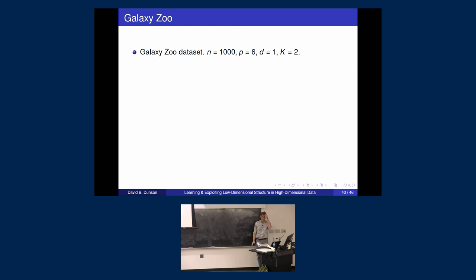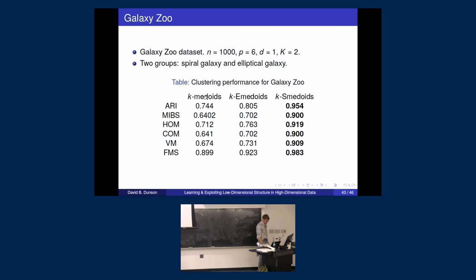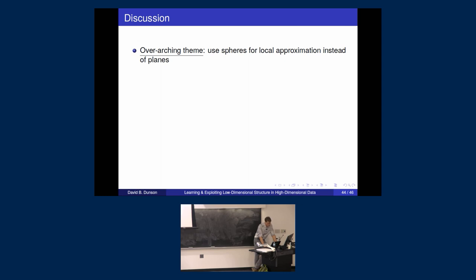We also looked at galaxy data, classifying galaxies based on their shape. We have spiral galaxies and elliptical galaxies. Again we looked at clustering performance, and again we got massively better performance just by changing the distance metric. It really did make a big difference using the local spherical to get the geodesic distance. You get a much more accurate geodesic distance. Okay, so I'll stop there. The overarching theme was using spheres for local approximation instead of planes.